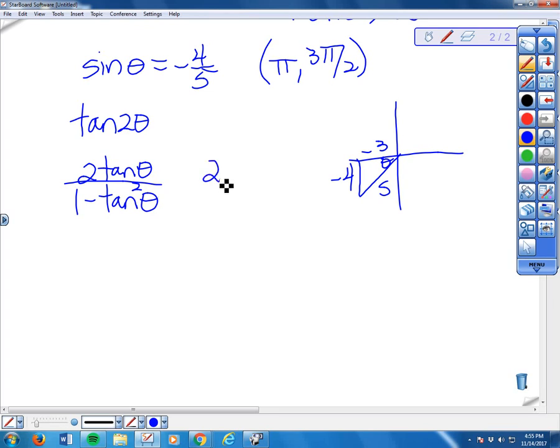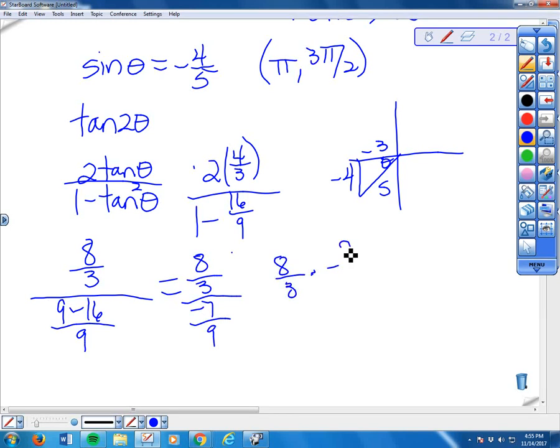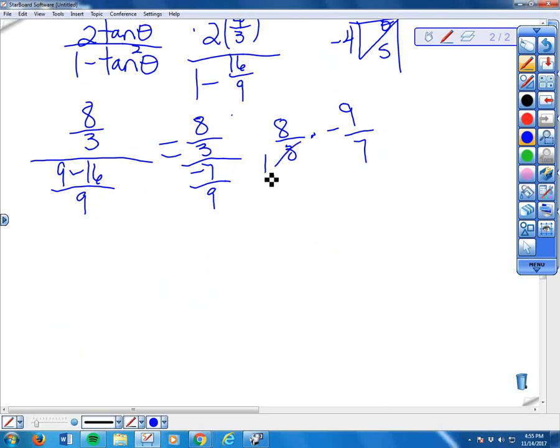So 2 times 4/3 over 1 minus 16/9, 4/3 squared. I need a common denominator here, and I'll go ahead and multiply through here. So I get 8/3 over 9 minus 16 over 9, which is 8/3 over negative 7/9. So if I go ahead and flip the denominator, I could go ahead and cancel this with 3 of those, and I get negative 24/7.